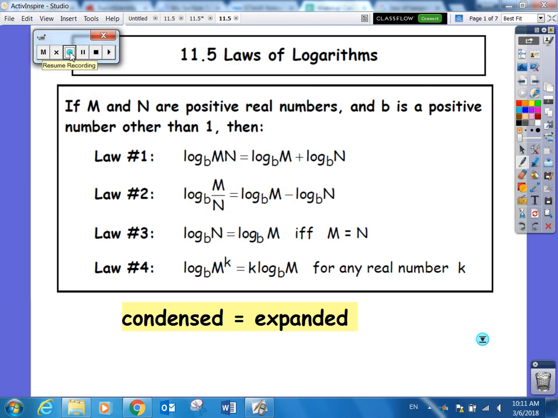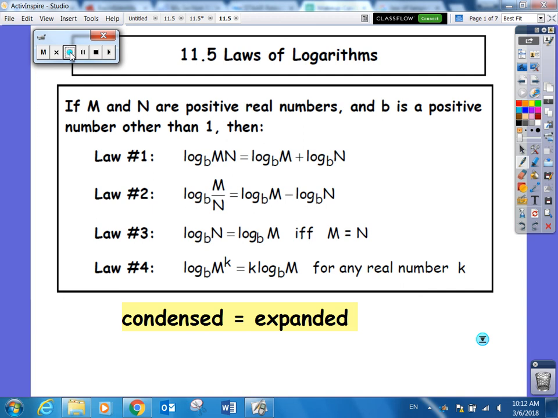So notice you have log base b of two things being multiplied. You can expand that by taking the log of each one of them and adding them. Law 2, you take the log base b of two things being divided. You can separate them and expand them by subtracting.